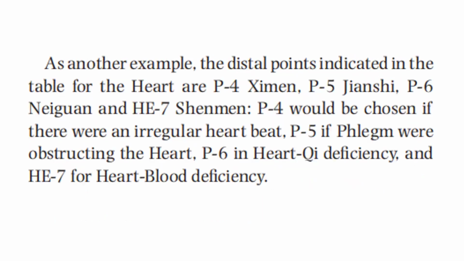As another example, the distal points indicated in the table for the heart are P4, P5, P6, and heart 7. P4 would be chosen if there were an irregular heartbeat. P5 if phlegm were obstructing the heart, P6 in heart Qi deficiency, and heart 7 for heart blood deficiency.